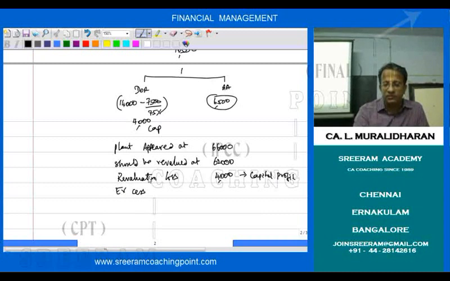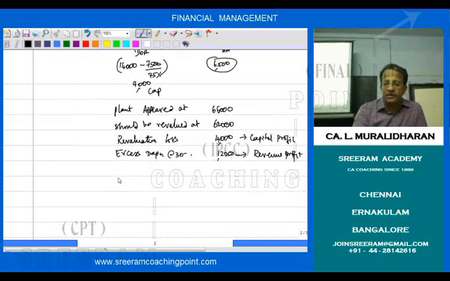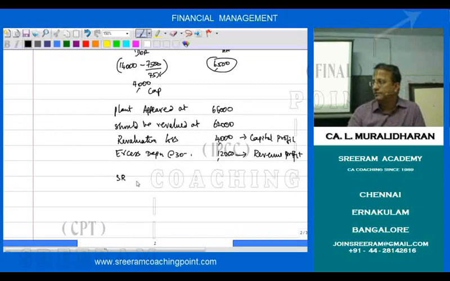Excess depreciation at the rate of 30% on 4,000. How much does it work out to? 1,200. This is to be considered as part of revenue profit because it is a matter related to post-acquisition. Are you understanding? Then apart from that, you have stock reserve. Where have they given the stock reserve adjustment? Take up adjustment number 4. What have they mentioned in adjustment number 4?